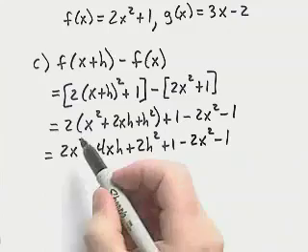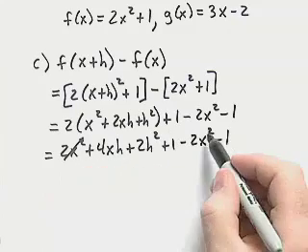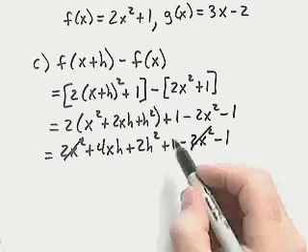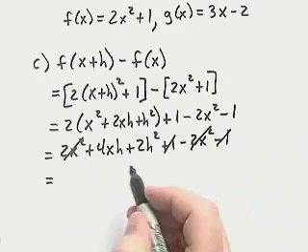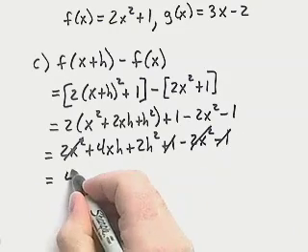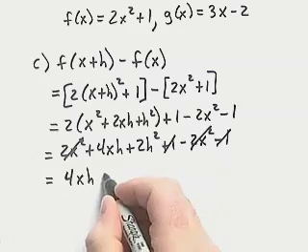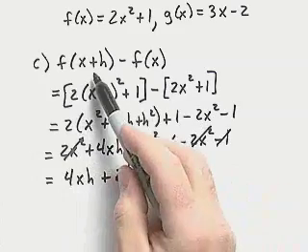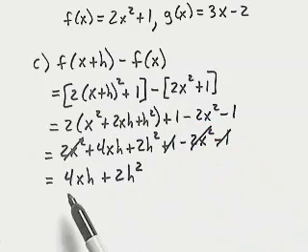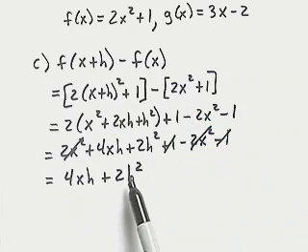And we get some terms that cancel. This 2x² cancels with the minus 2x², and the plus 1 cancels with the minus 1. And so we're left with 4xh + 2h². So f(x + h) − f(x) equals 4xh + 2h².